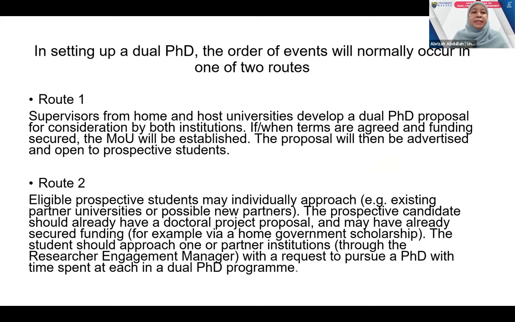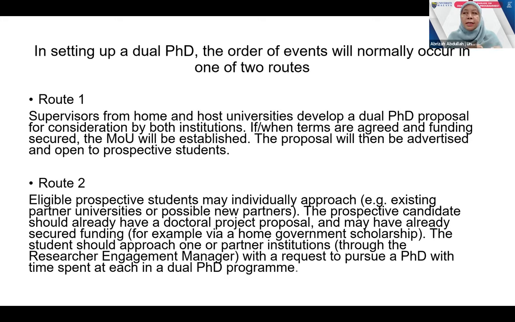All right. So in setting up a dual PhD, the order of events will normally occur in one of two routes. Route one is the one we are very familiar with, and most of our past students doing dual came from route one, where their supervisors from the home and host universities have developed a dual PhD program and established prior collaboration. They then discuss and agree on the funding, funding is secured, and after that the MOU is established and the proposal is advertised and opened to prospective students.